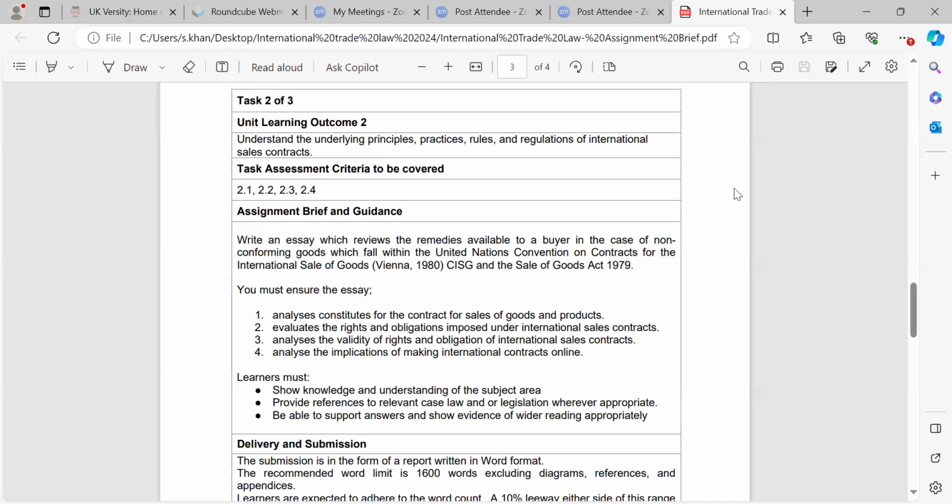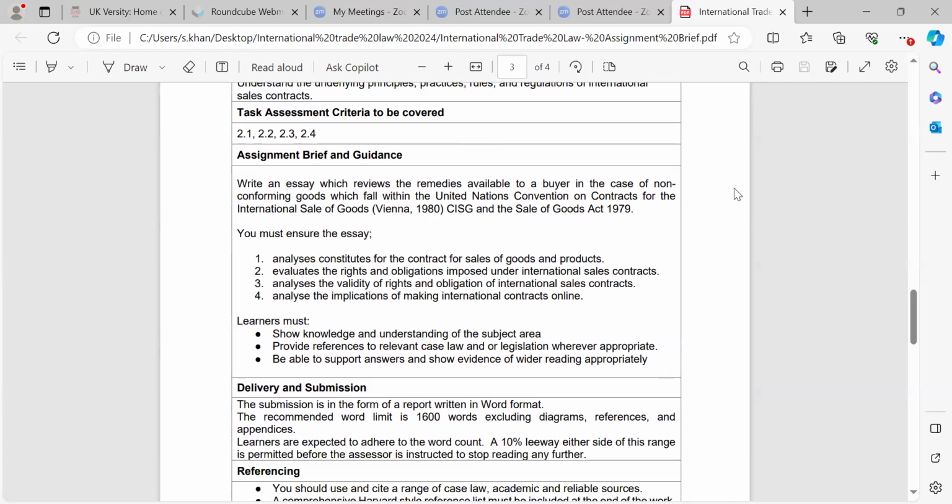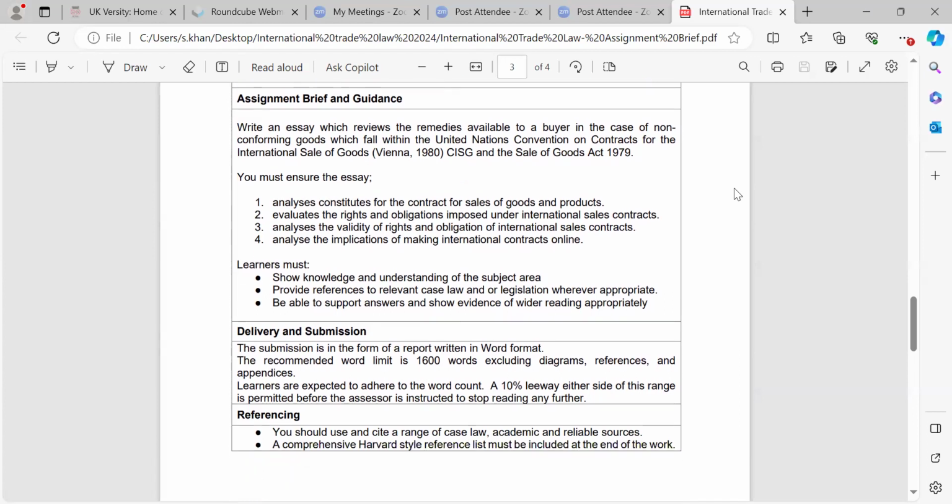Number 2, evaluate the rights and obligations imposed under international sales contracts, and then write about that, and each one for 3 and 4 as well. And make sure you have the heading for each one so that the assessor is able to understand that you have done each element of the essay task 2 separately.